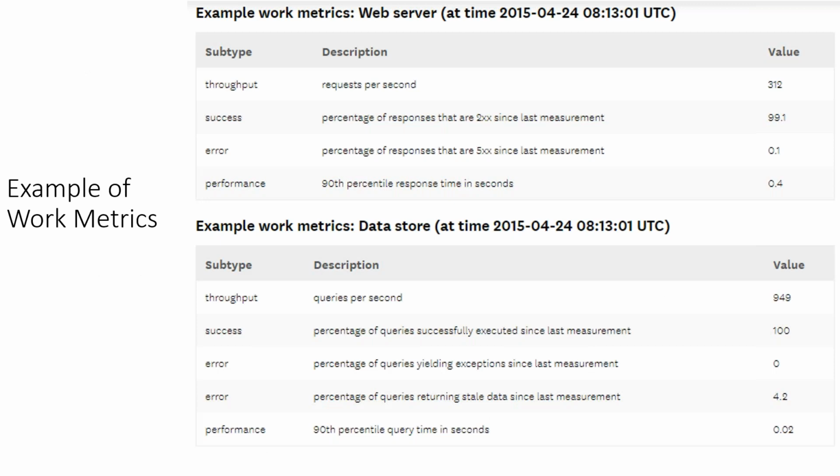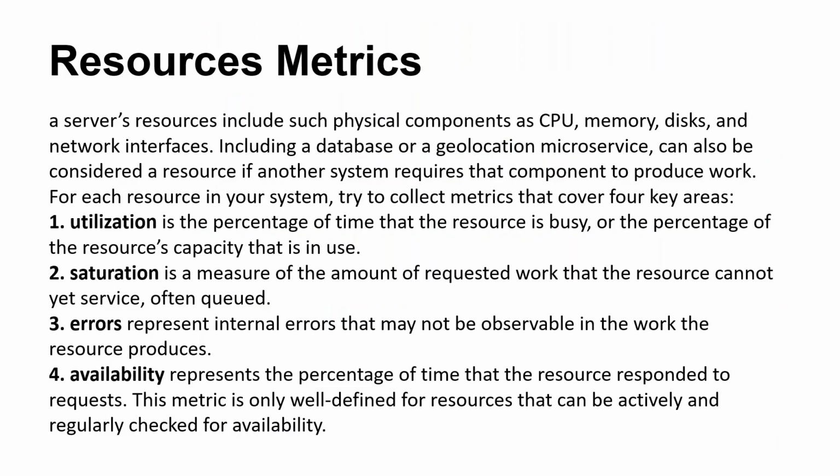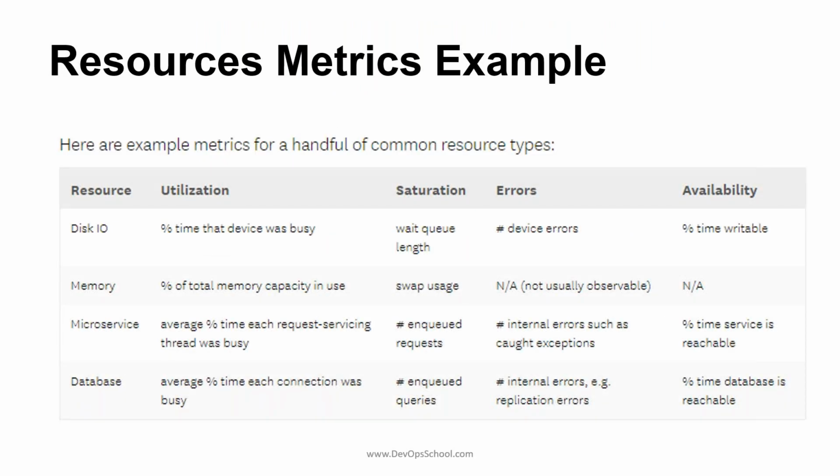Examples of work metrics are throughput, success, errors, and performance. Throughput is requests per second. Success is the percentage of responses that are 2xx since the last measurement. Error is the percentage of responses that are 5xx since the last measurement. Performance is the percentile, and sometimes we also call this latency. These are some of the examples. Resource metrics include utilization, saturation, errors, availability. Disk, memory, and the like come under resource metrics. These metrics come from the resources of your system.